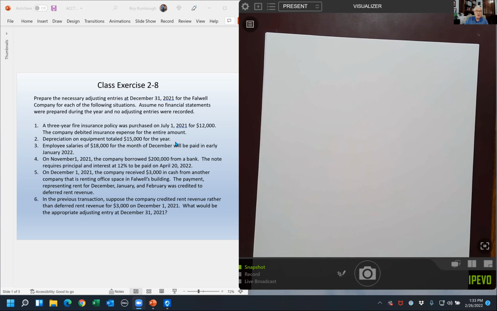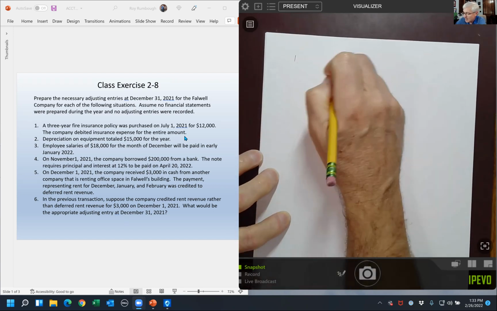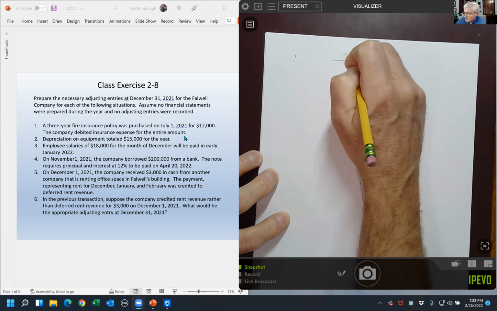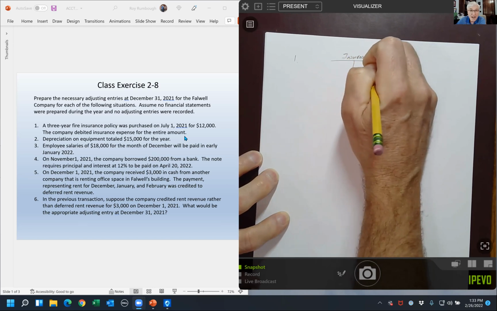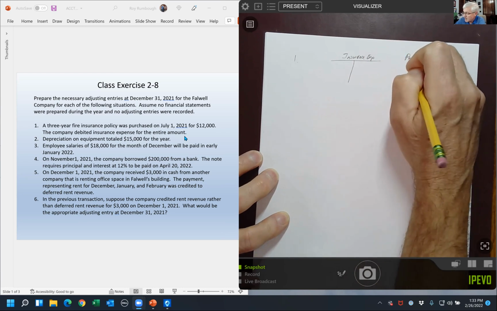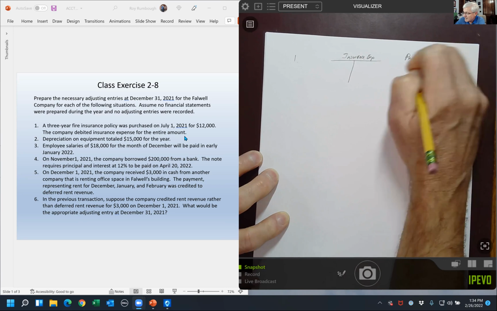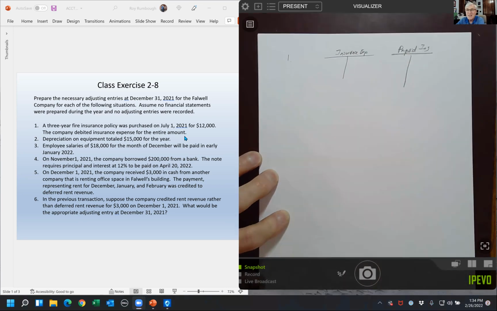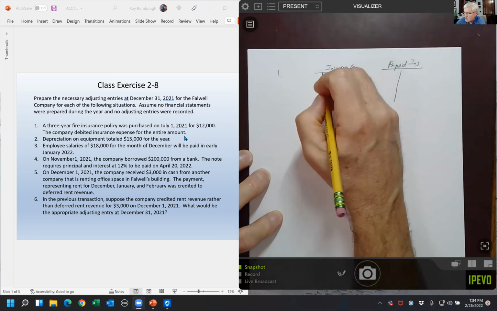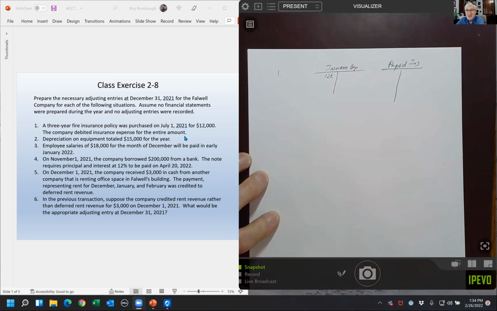A 3-year fire insurance policy was purchased on July 1, halfway through the year, for $12,000. And I do not like what they did. The company debited insurance expense for the entire amount. So, let's just look at that. Insurance expense and prepaid insurance. I would have preferred that they had booked that to prepaid insurance, but they booked the entire thing, $12,000, to insurance expense. Well, that's wrong. But now we're going to adjust that. We're going to correct. So we got to see how they did it so we can correct it.